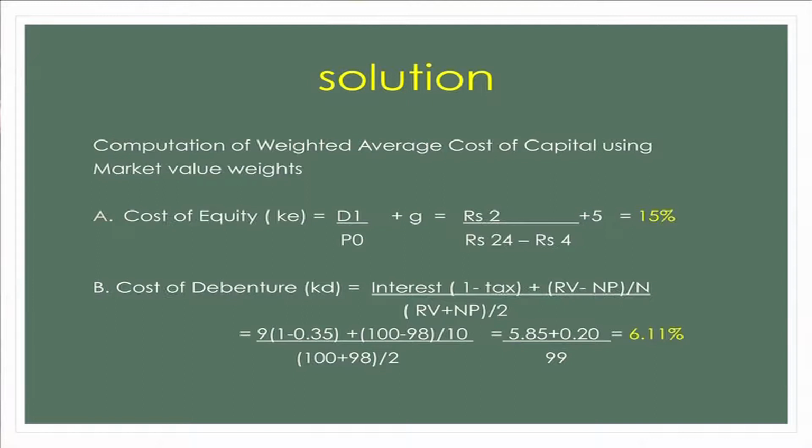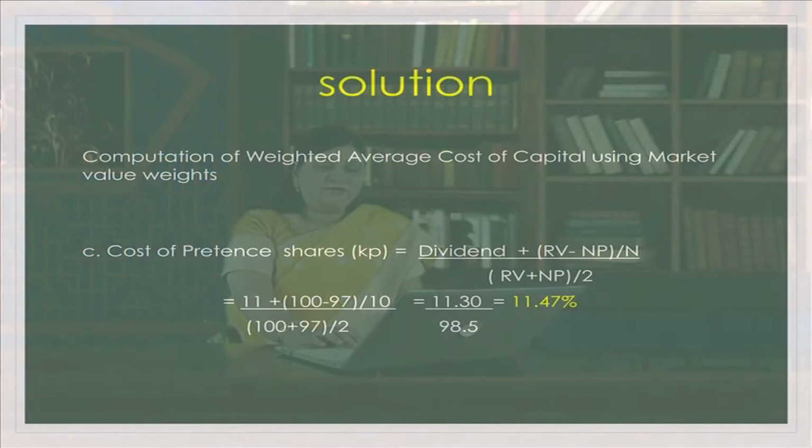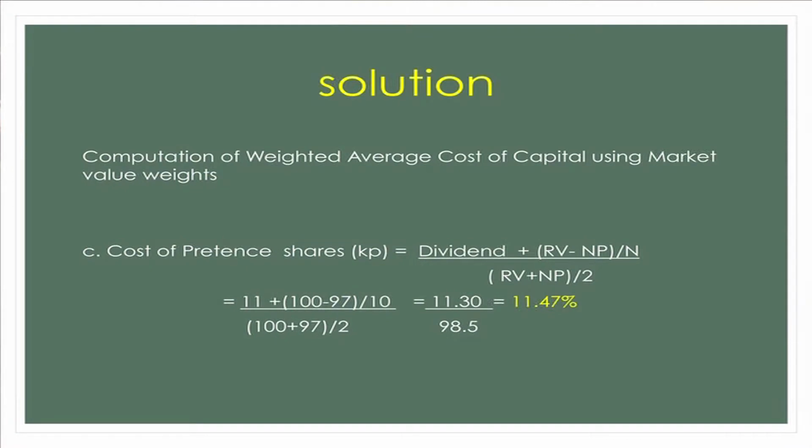Solving it further, in the numerator we have written 5.85 plus 0.20, that means interest after tax plus 100 minus 98 divided by 10, added to the interest portion, divided by the average of the redeemable value and net proceeds, that is 99. So, our cost of debts is 6.11. Similarly, cost of preference shares is computed as dividend plus RV minus NP upon N divided by RV plus NP upon 2.